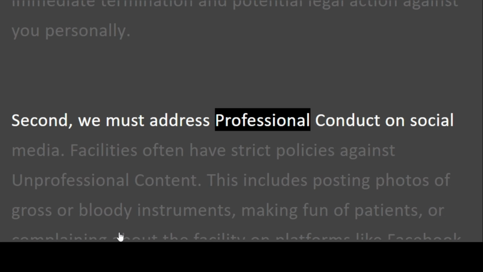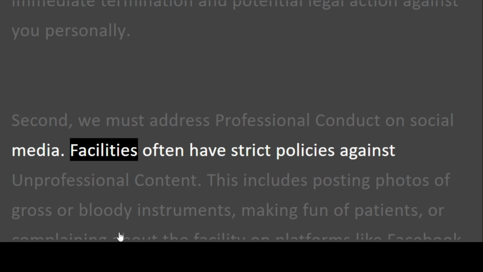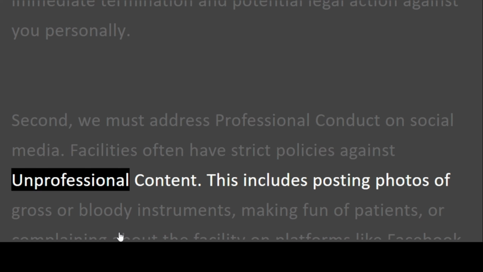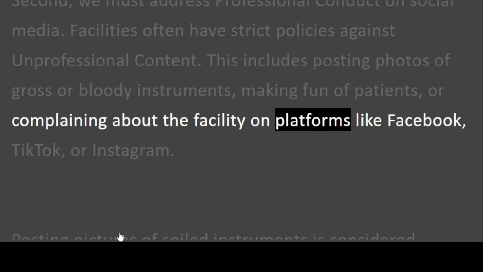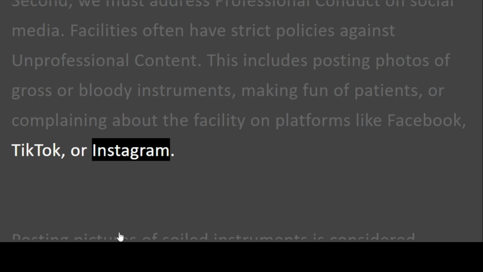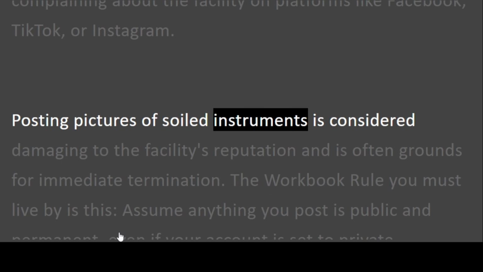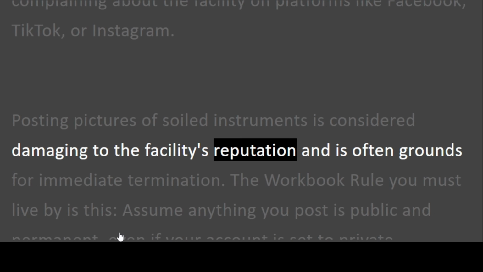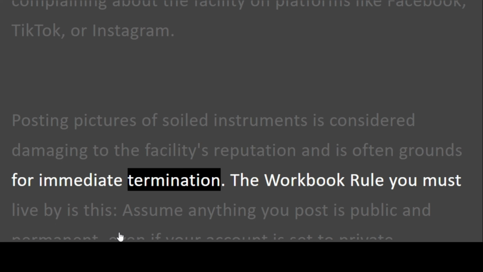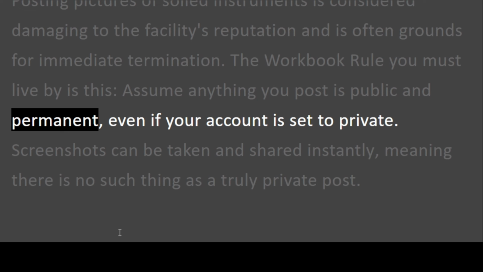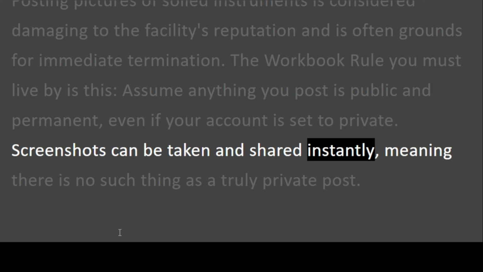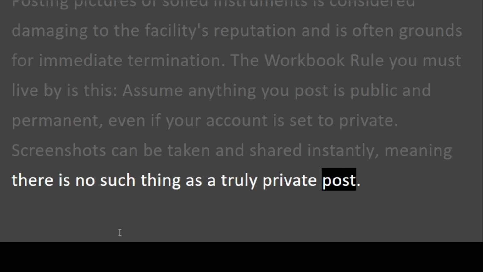Second, we must address professional conduct on social media. Facilities often have strict policies against unprofessional content. This includes posting photos of gross or bloody instruments, making fun of patients, or complaining about the facility on platforms like Facebook, TikTok, or Instagram. Posting pictures of soiled instruments is considered damaging to the facility's reputation and is often grounds for immediate termination. The workbook rule you must live by is this: assume anything you post is public and permanent, even if your account is set to private. Screenshots can be taken and shared instantly, meaning there is no such thing as a truly private post.